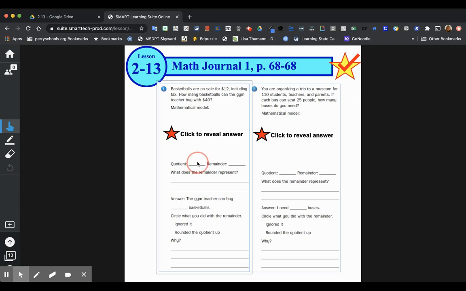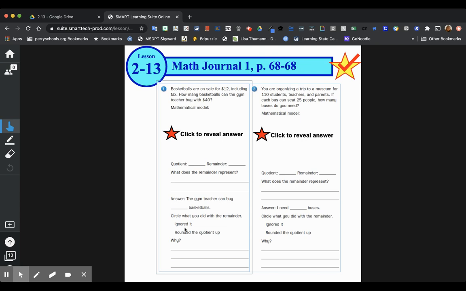Here's where you put the whole quotient, and here's where you put the remainder. And then you're going to reflect: what does that remainder represent? What does the remainder mean? So for number 1, you'd be asking yourself, does this mean money? Does this mean basketballs? Does this mean tax? Does this mean teachers? Then you're going to come down here to where the answer is, and it says the gym teacher can buy blank basketballs. Circle what you're doing with that remainder. Remember, are you ignoring it, or are you rounding that quotient up?